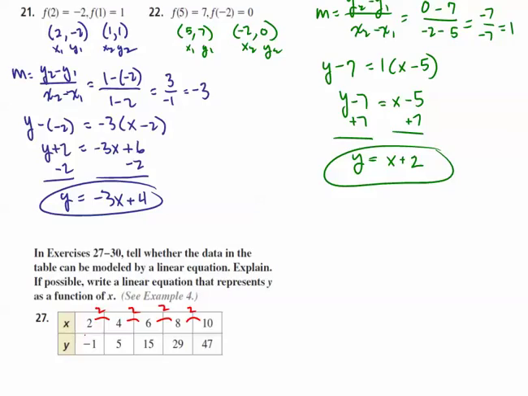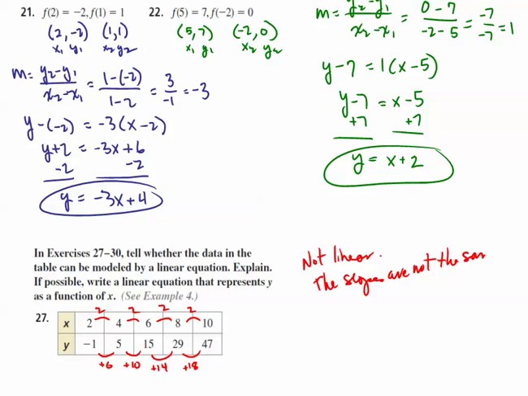That's consistent. Then the y value change should also be consistent in that way. So we go from negative 1 to positive 5, which is plus 6, but from 5 to 15 is plus 10. From 15 to 29 is plus 14. We're not getting the same thing. From 29 to 47 is plus 18. There is a pattern, but it's not the same rate of change for y as x changes by the same amount. So not linear. The slopes are not the same for each pair of points.